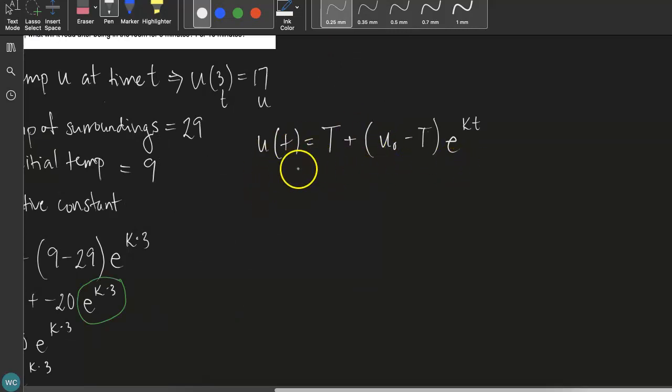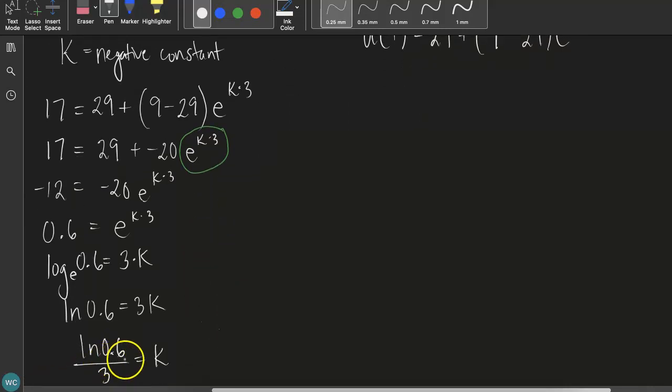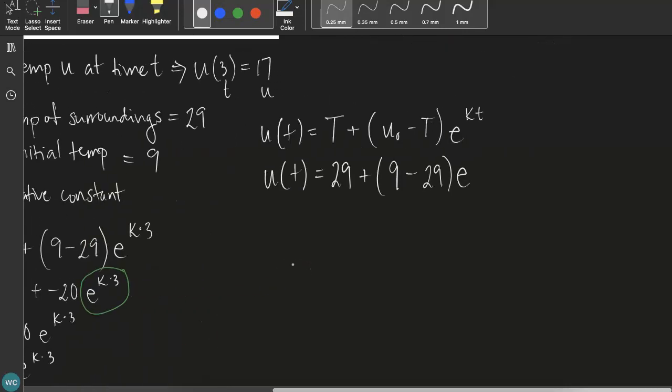So I just rewrote that formula here just so I don't have to keep sliding back and forth. But now I'm going to create my model that fits my conditions. The surrounding temperature stays constant, so I can place that value into this formula. The initial temperature stays constant, so again I can place that value into this formula. I've solved for this negative constant k. Remember that was down here. Natural log of 0.6 divided by 3.